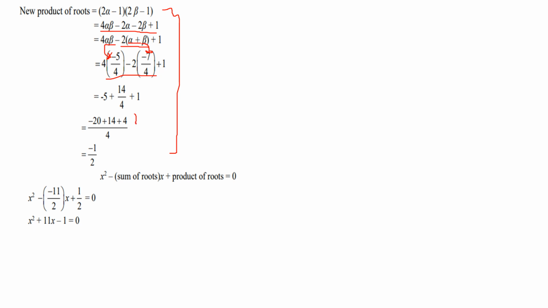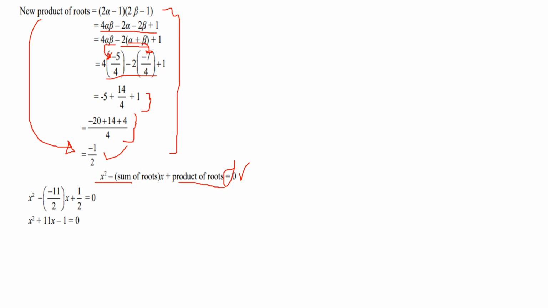Finding the LCM, you can skip this step and just put everything in the calculator. So you end up with negative a half, not as your final answer, but as your product of roots. So you use the formula for finding an equation of any quadratic, and you just substitute. The formula is always the same: x squared less sum of roots times x plus product of roots being equal to 0. Always don't forget the 0 and the equal sign.